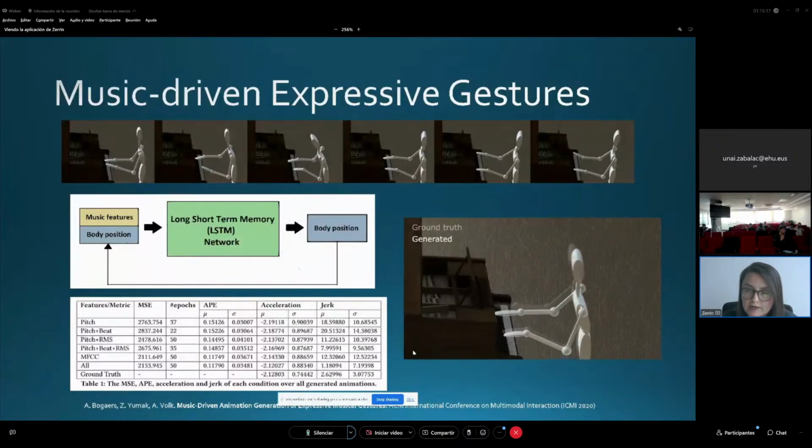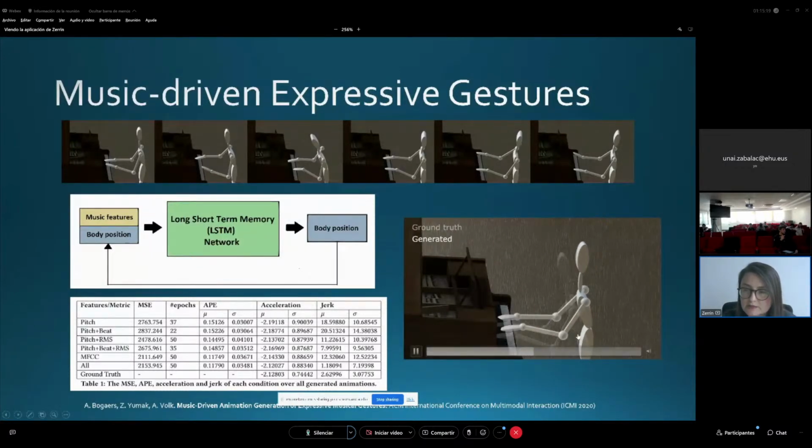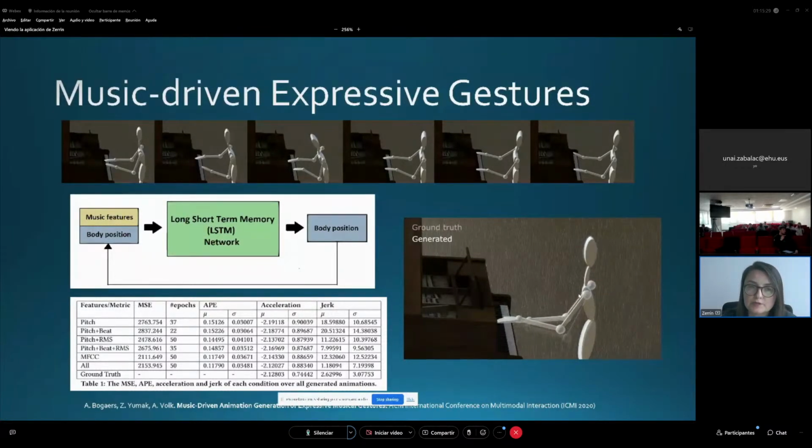So here, the dark character, I hope you can see it properly, is the one that is generated, and the more pale one is the ground truth. One interesting observation that needs to be considered here is that in expressive behavior generation, different from other domains, you don't really need to follow exactly the ground truth, because gestures are happening in a very, very random way.